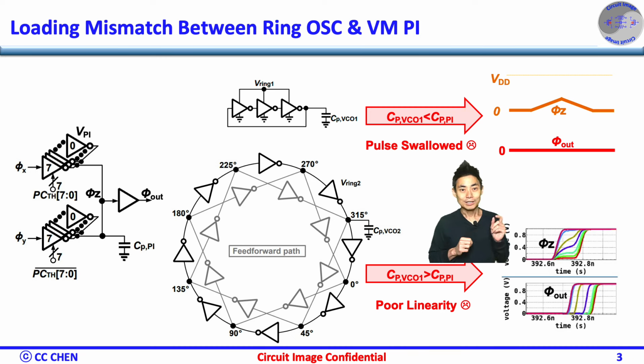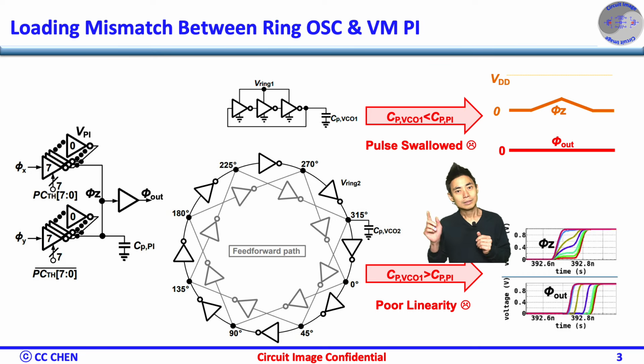First, the ring oscillator's interconnection loading is greater than the same inverter cell of the voltage mode PI under the same supply voltage, and the PI will have a faster slew rate than the ring oscillator. Therefore, the linearity is still poor.